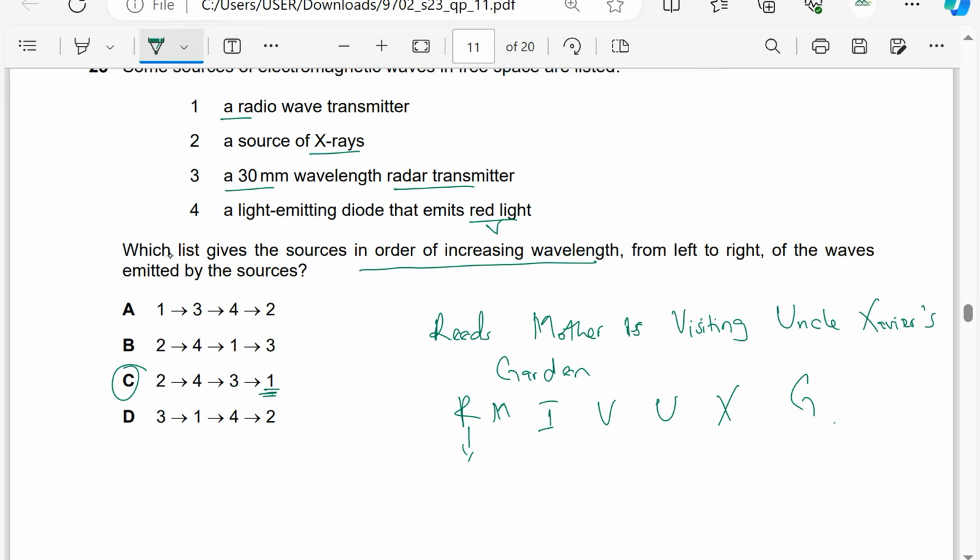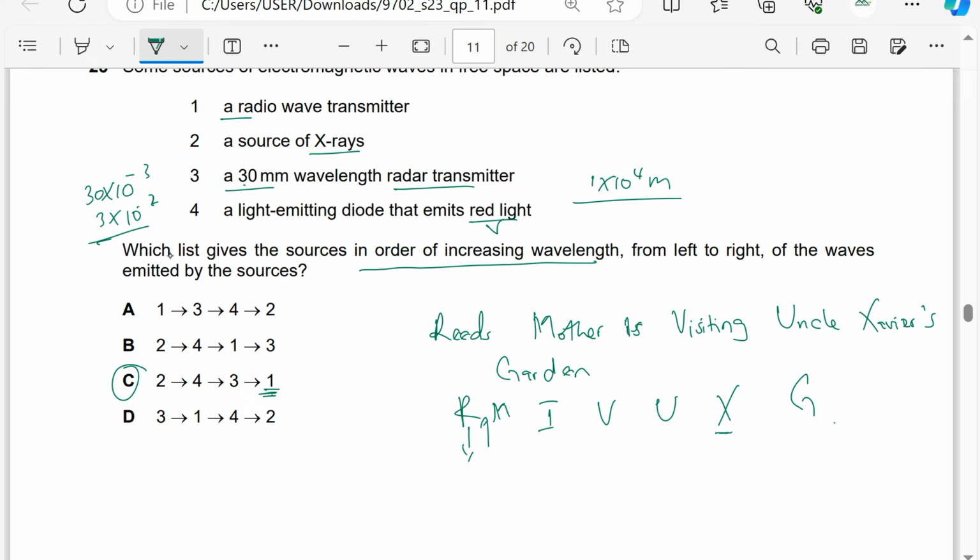Oh, you can even check for the first. X-rays have the smallest wavelength because red is visible. Radar is also radio waves, but the wavelength is 30 millimeters. The longest wavelength is, I think, 1 times 10 power 4 meters for radio waves. So 30 millimeters could be somewhere between radio and microwaves, between 1 times 10 power 4 meters and 30 millimeters. But 30 millimeters, I think, is microwaves. 30 millimeters is 30 times 10 power minus 3, which is 3 times 10 power minus 2 meters. That is most likely microwaves.